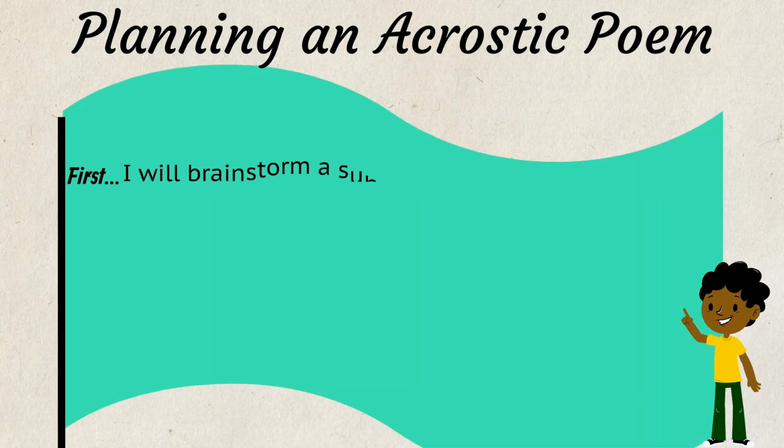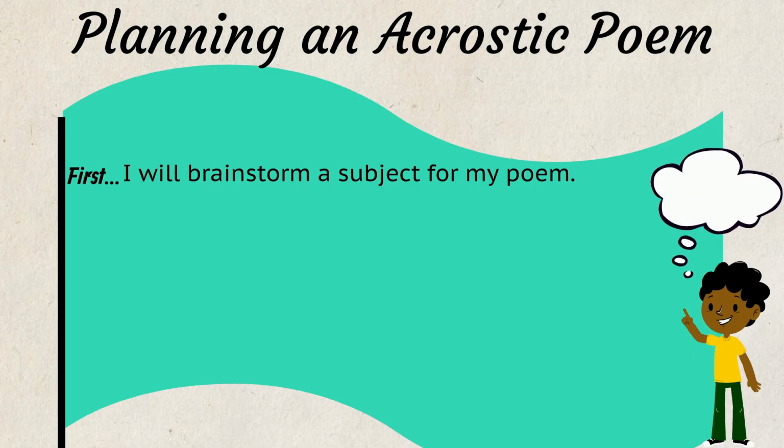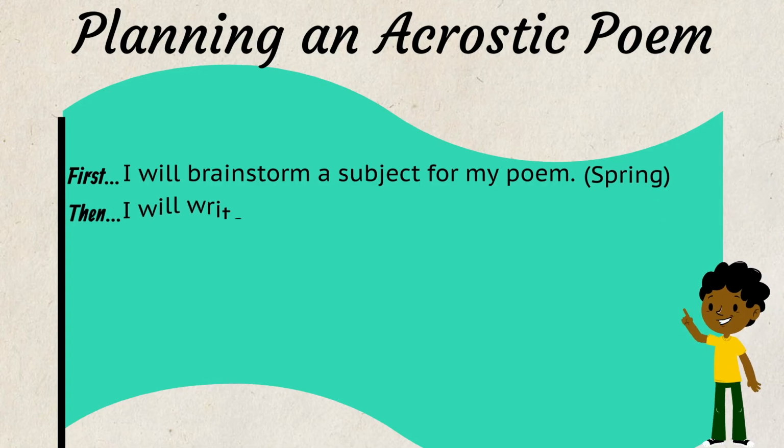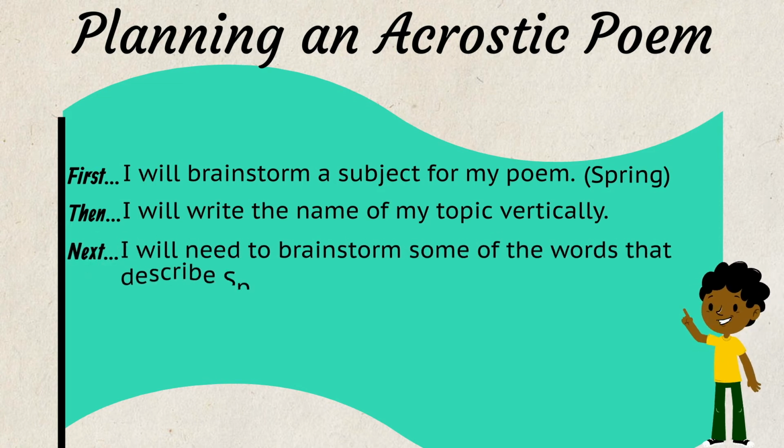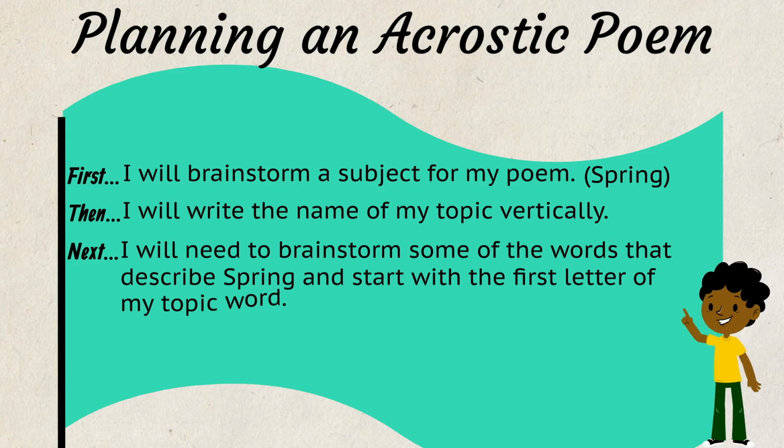First, I will need to brainstorm a subject or theme for my poem. I think I will write about the season, spring. Then, I will write the name of my topic or subject vertically. Next, I will need to brainstorm some of the words that describe spring and choose the words that start with the first letter of my topic word. I will need to choose whether I will write an acrostic poem that uses just words or sentences to describe my topic or subject. I think I will write my poem using both.